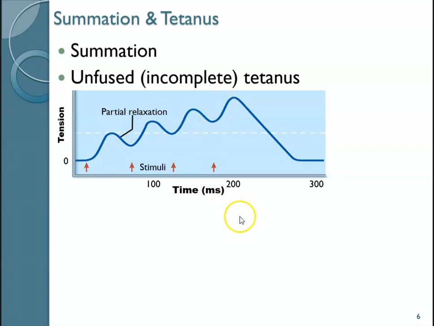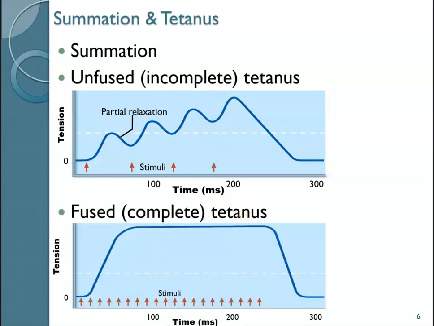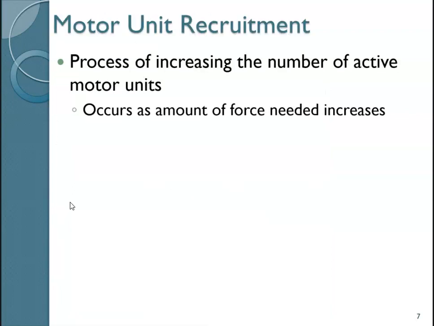And then fused tetanus is when the stimulus frequency is faster, so more stimuli are sent. Even the second stimulus arrives before the start of relaxation has occurred, and we go on until maximum tension can be produced by that muscle, and it plateaus out. Next, we're going to talk about motor unit recruitment.